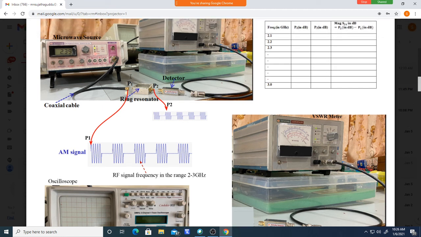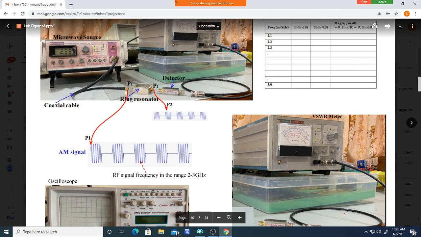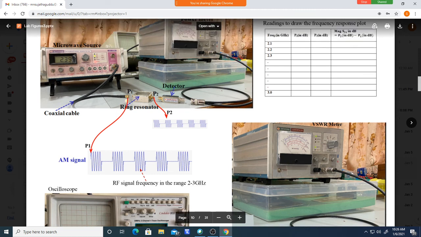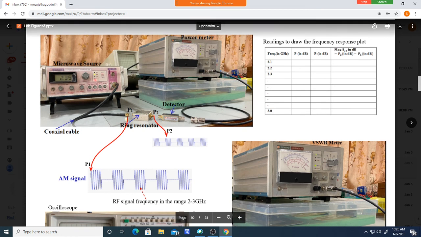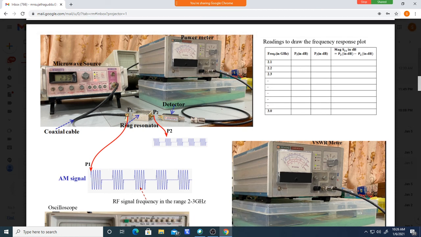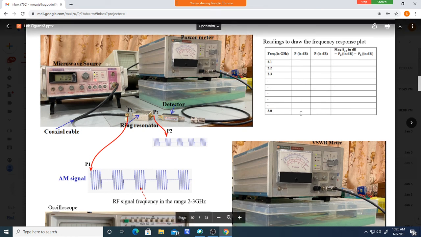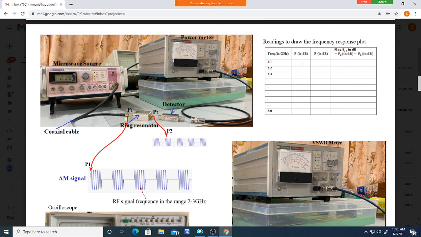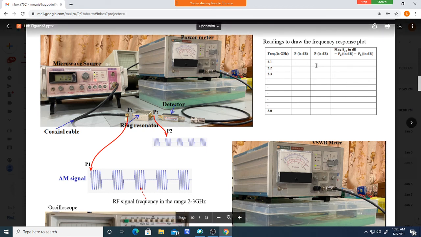Okay, so what we have to do now is vary the frequency here. Power we fixed constant here, approximately it will be constant. At 2.1 we know the input, how much input is there. You measure the P2, how much power is coming here.